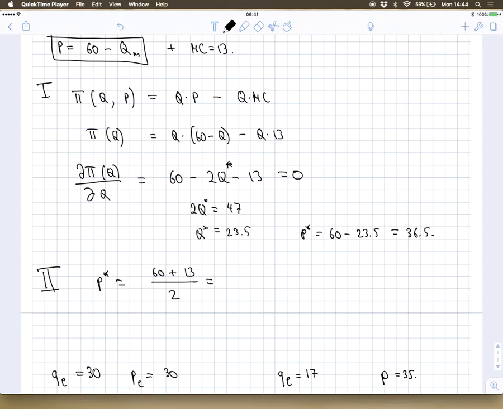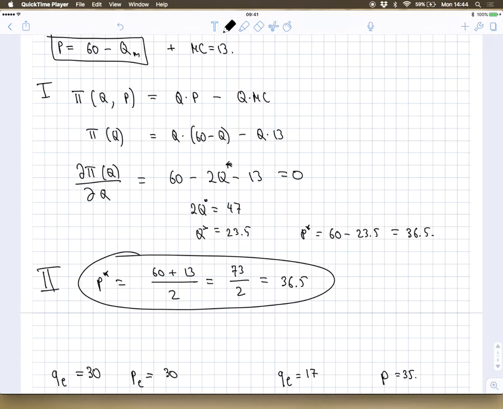Which is equal to 73 divided by 2, which is equal to 36.5. Exactly the same thing. This thing comes from that, right? But look how quickly I can get to that price, right? So I already know the answer. The moment I have the demand function, I already know the answer with this method.